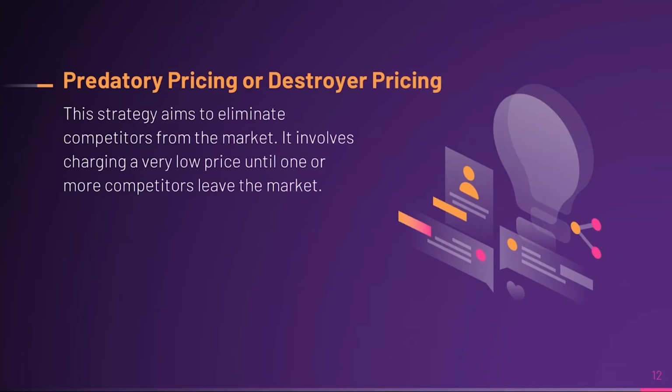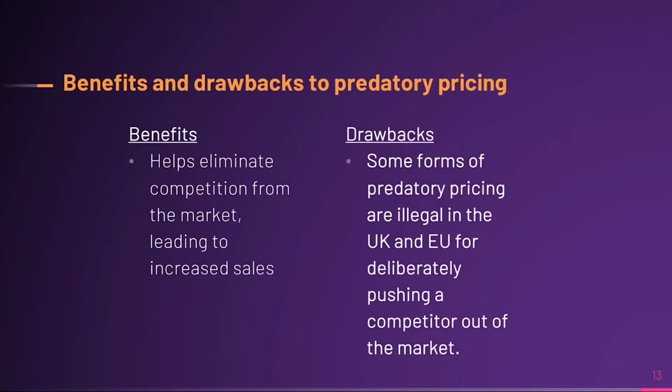Next, we're going to be looking at predatory pricing, also known as destroyer pricing. This strategy aims to eliminate competitors from the market. It involves charging a very low price until one or more competitors leaves the market. Benefits of this strategy include that it helps eliminate competition from the market, which leads to increased sales for the business. Drawbacks include that some forms of predatory pricing are illegal in the UK and the EU for deliberately pushing a competitor out of the market, because we know that lack of competition means higher prices for consumers as well as less choice.